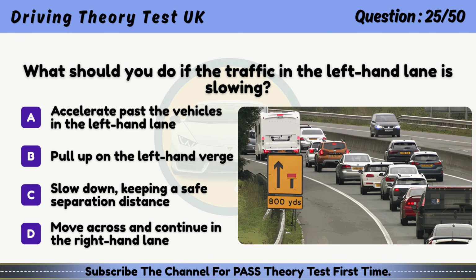Question 25. What should you do if the traffic in the left-hand lane is slowing? Option A. Accelerate past the vehicles in the left-hand lane. B. Pull up on the left-hand verge. C. Slow down, keeping a safe separation distance. D. Move across and continue in the right-hand lane.